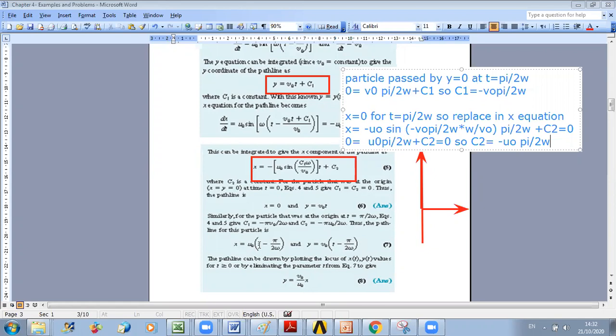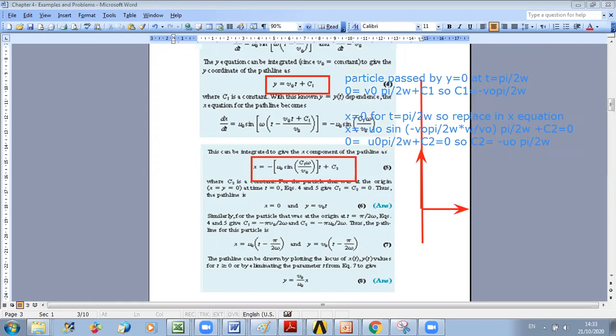Which is very simple. You can get t from one equation and replace it in the other. For example, if I consider here, I have that x is equal to u0 times t, plus a minus, sorry, because here if you do the expansion, minus u0 times pi over 2 omega, okay?